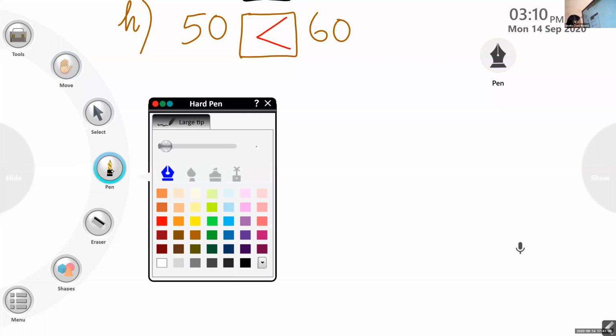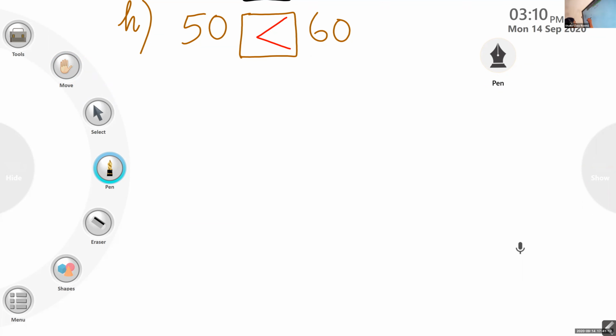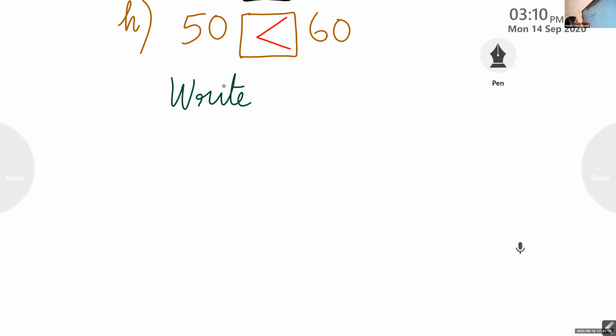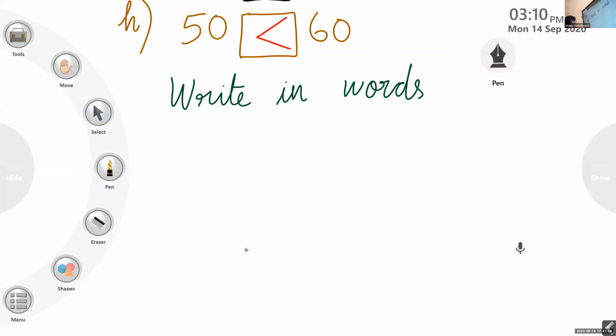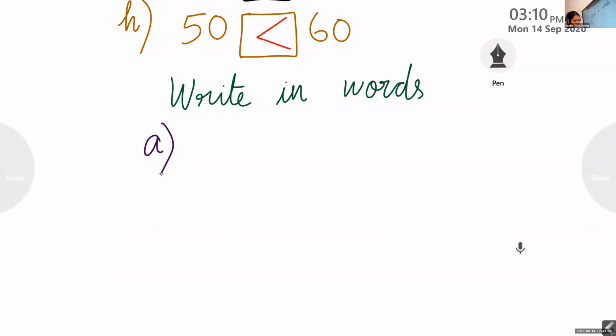And next we have, write in words. What is this? Words. Write in words. And we have A.